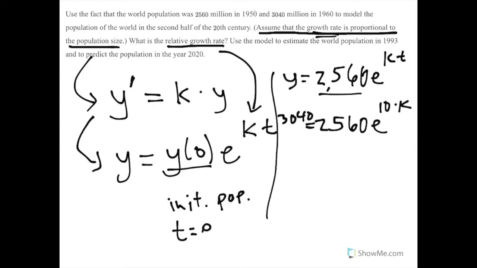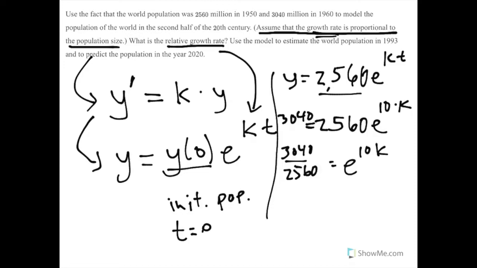It's 3040. So we get something like that. And now there's no calculus involved. Go ahead and divide both sides by 2560. So 3040 divided by 2560 is equal to e to the 10k. You probably remember how to deal with something like this.